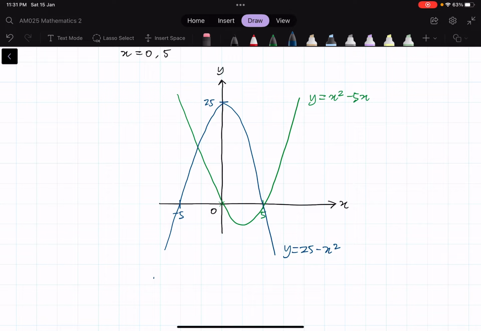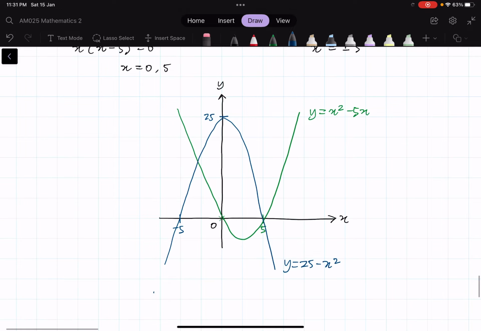Now, to find the shaded region, this area must be enclosed by the two curves. So this can easily be guessed. The area is in the middle of these two curves. So this is the shaded region. Okay, now let's find the area.